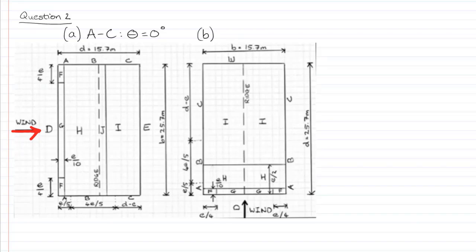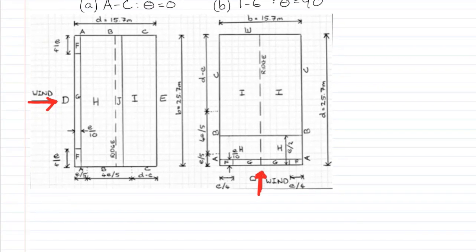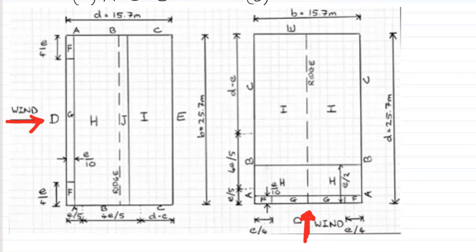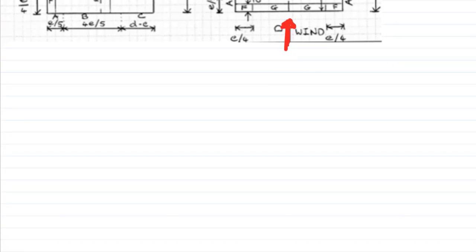And then B, we're going to have a look at wind from grid line 1 to 6. And this is for theta equals 90 degrees. So that is the wind coming from the bottom and hitting the gable wall. So that's the wind coming from there. And we need to now get to where these zones are, A, B, C, D, E, F, G, H, I, J, and how big they are and how they are orientated. So we're going to be going through all of that now.